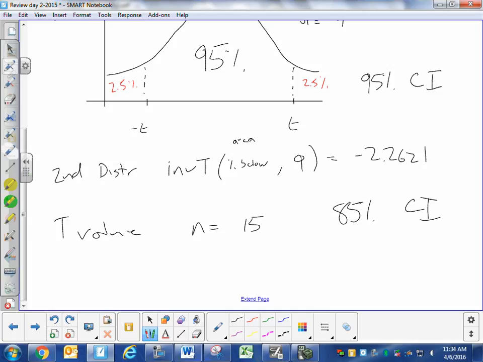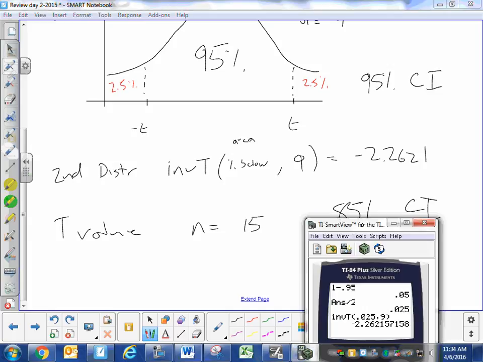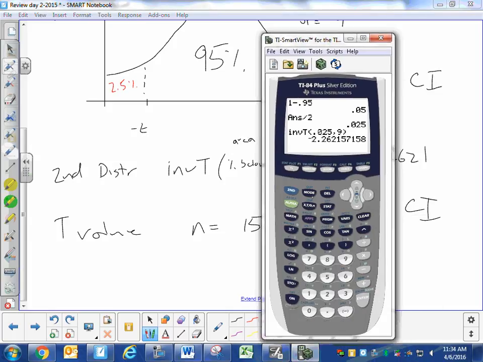It'll be the same. If I typed into my calculator inverse t of 0.975 with a degrees of freedom of 9, I get the positive value, 2.2621. Okay? So that's why we just go with the bottom and we say we have both.